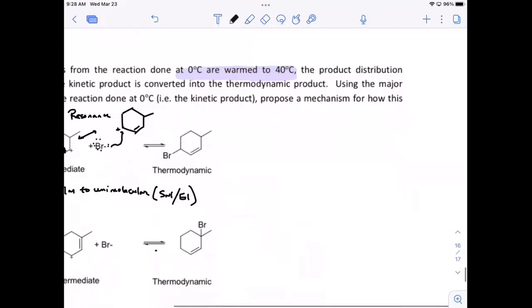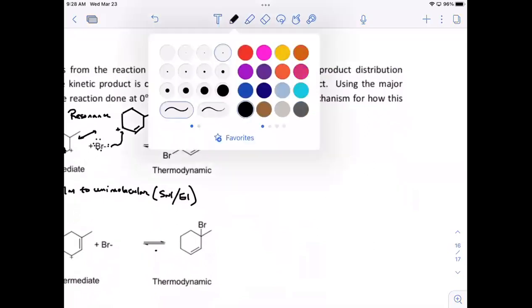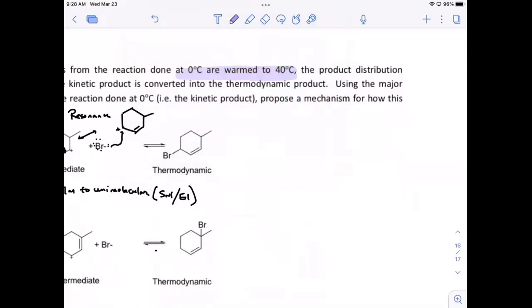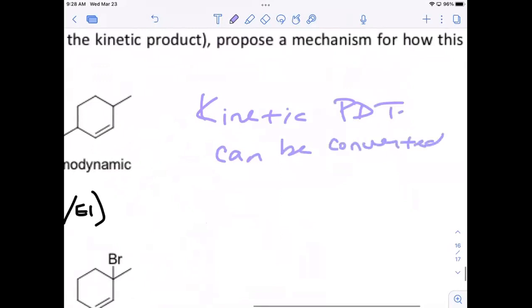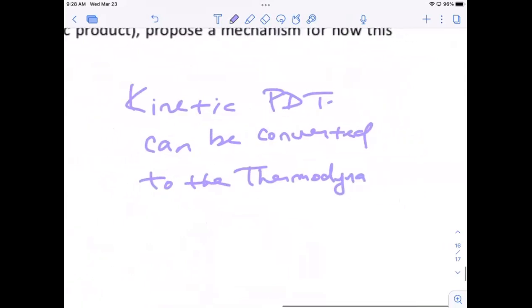So let me put that over here. Your kinetic product can be converted into the thermodynamic product by increasing the temperature.